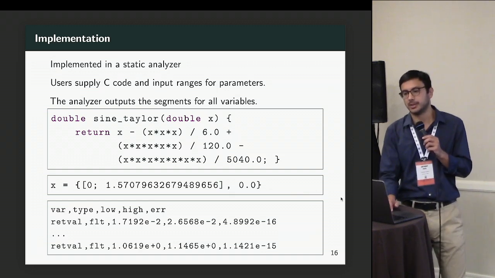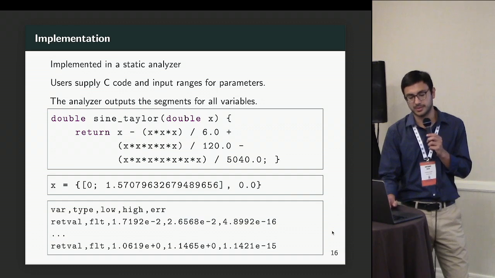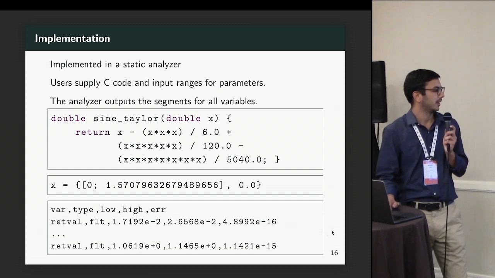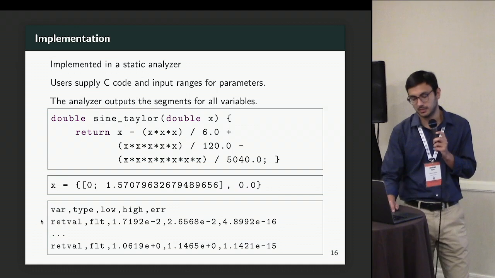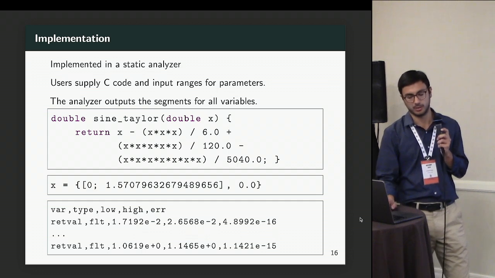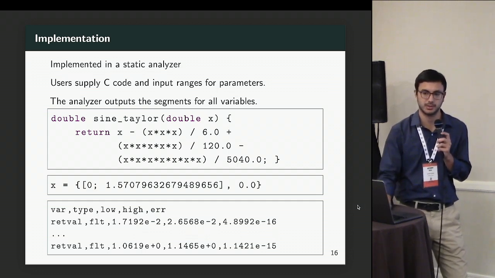The analyzer will output the segments for all of the variables. To do this, we represent it as a CSV, where each row defines a variable, called retval here, as well as a segment with a lower bound for the interval, upper bound for the interval, and then an error bound. And this CSV will give you all the information you need for your step function.